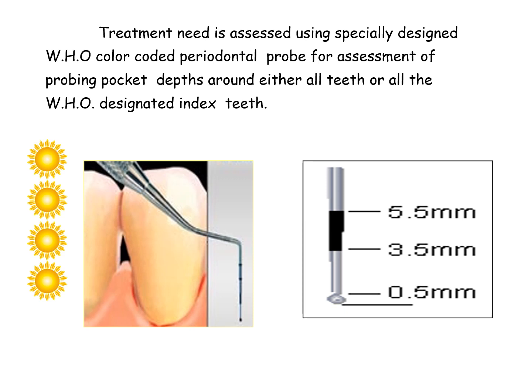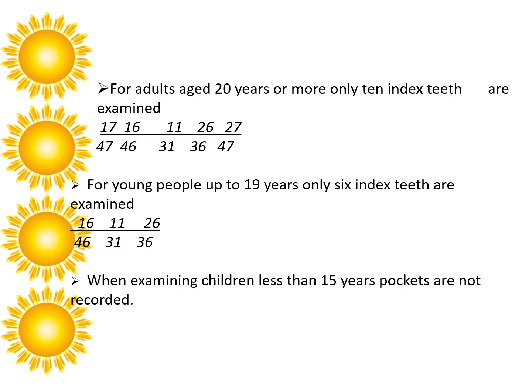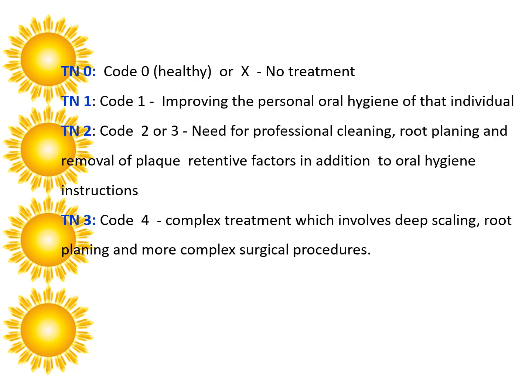It is a WHO color-coded periodontal probe for assessment of probing pocket depths around either all the teeth or all the WHO designated index teeth. And you can appreciate the color coding. I have given you a segment of this. There is a ball-ended 0.5 mm tip and a color coding from 3.5 to 5.5 mm. Now you can go through that and the codes are given.